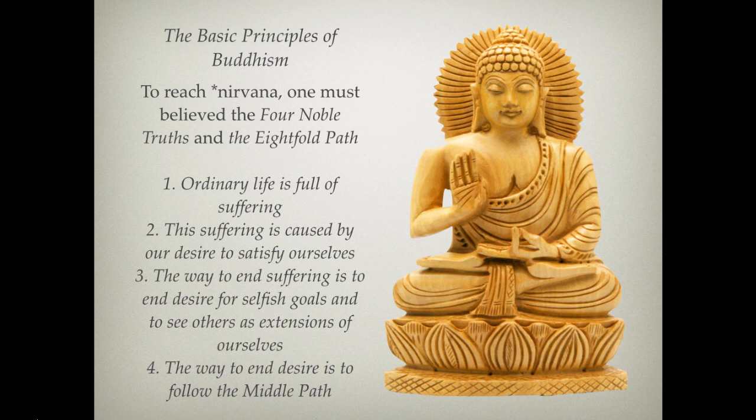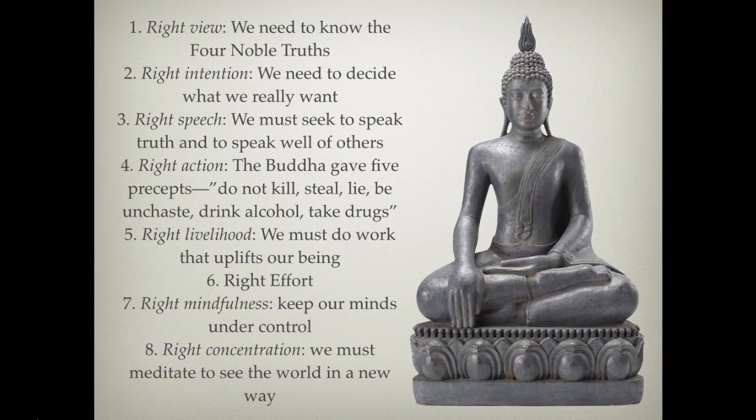Now, of course, how one does this is through the fourth noble truth. The way to end desire is to follow the middle path. That is the Eightfold Path. Now, okay, if you want to boil it down, the basic aim of Buddhism is to destroy the self, to destroy the desire of self. And so here is the Eightfold Path. One must have right view, that we know the Four Noble Truths. And that's not just memorization, but the actual believing. Second, you need the right intention. We need to decide what we really want. Do we really want the end of suffering, the cessation of suffering?